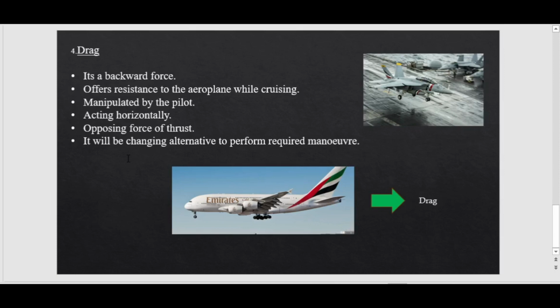You may ask why we require drag. Whenever it comes to landing, the thrust should be decreased. In order to decrease the thrust, we should increase the drag. How we are going to increase it, and how it's going to help us while landing, we discuss in our other videos like aerodynamics and high lift devices.